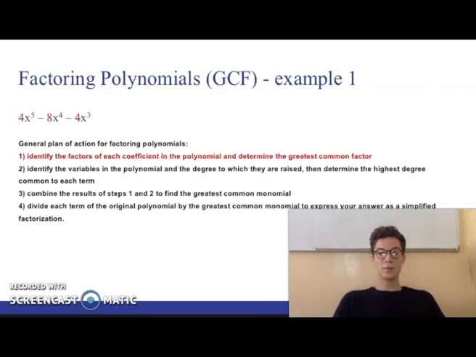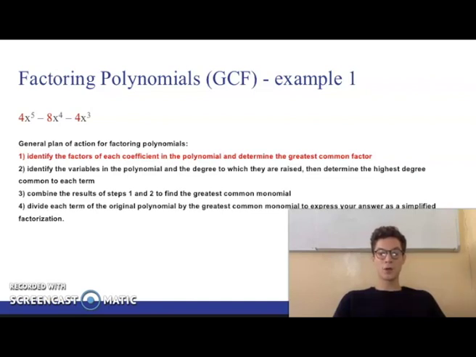Applying this general plan to the polynomial 4x to the power of 5 minus 8x to the power of 4 minus 4x cubed, first we need to identify the factors for each coefficient. The three coefficients in this example are 4, 8, and 4. Don't worry about signs at this point. We are just interested in the magnitude of the coefficients. Since there are two 4's, we only need to perform the factorization once, since the result will be the same.